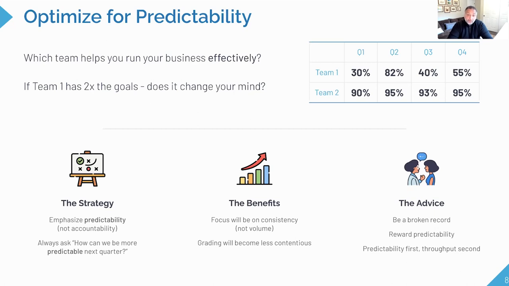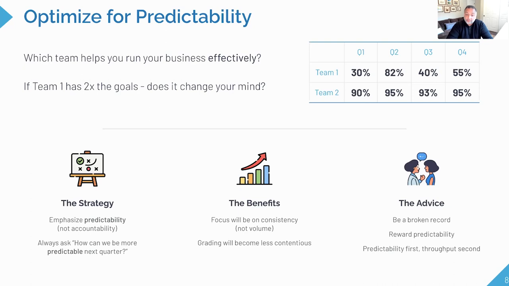A lot of times OKRs are used to make sure teams are working hard or as a way to ensure that they're performing well, but you've got to trust that your team is working hard. And the goal is about predictability. During OKR reviews, you want to use these OKRs and ask questions like, why did we not get it done when we thought we could get it done? How can we be more predictable next quarter?